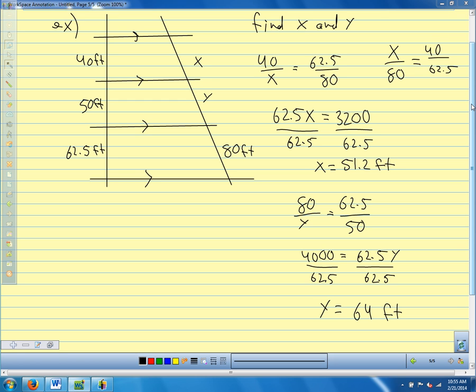Questions there? So side splitter, this is just an extension of side splitter. Match up your matching pieces, your equivalent pieces, your corresponding pieces. Write a proportion, solve your proportion by cross multiplying. That's kind of our big picture problem solving technique from chapter 7.